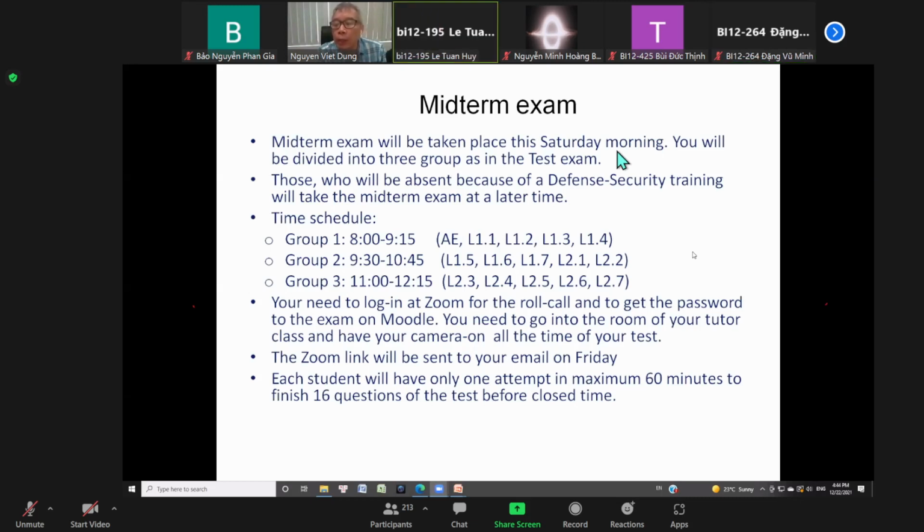Student: Professor, which lectures does this midterm cover? Professor: It will cover up to the lecture on vector space. Not the inner product, but the vector space. Student: Thank you, Professor.